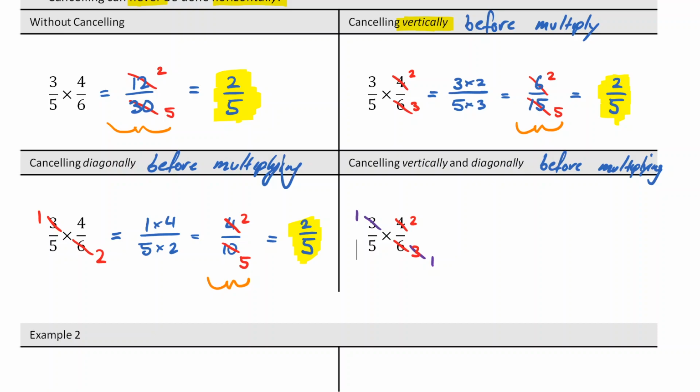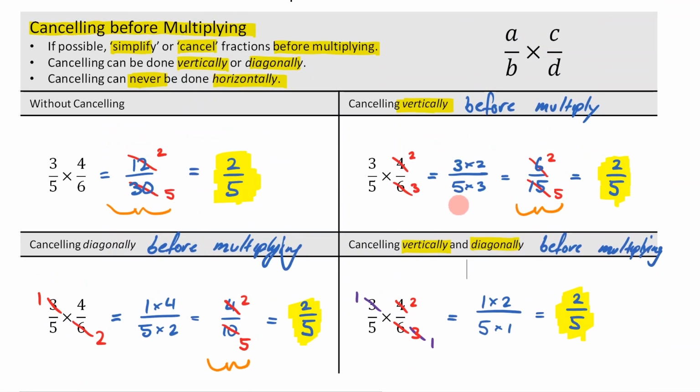But now what I can do, if I grab a color, is I can say I have 1 times 2. I have 5 times 1. So that's going to give me 2 on 5. So do you see how that's the quickest way to approach these questions? You have to cancel vertically and diagonally before multiplying, and that's going to give you the quickest result.